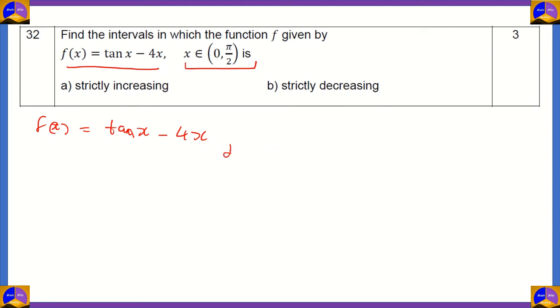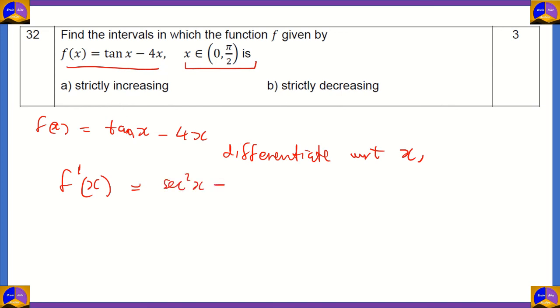What are we going to do now? The first step is to differentiate with respect to x, because then we're going to find the intervals. So first step is to differentiate. d by dx of f of x can be written in symbol as f dash x. That will be equal to the differential of tan x, that is secant square x, minus 4 times the differential of x, which is 1, so minus 4. Writing this step will give you 0.5 marks.